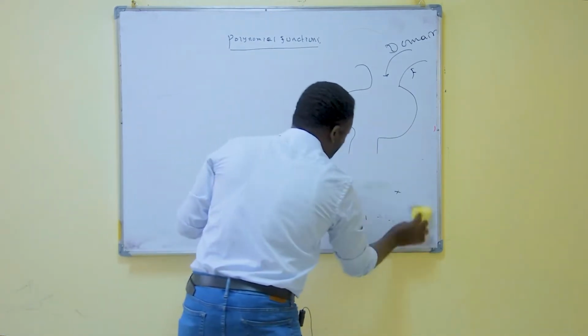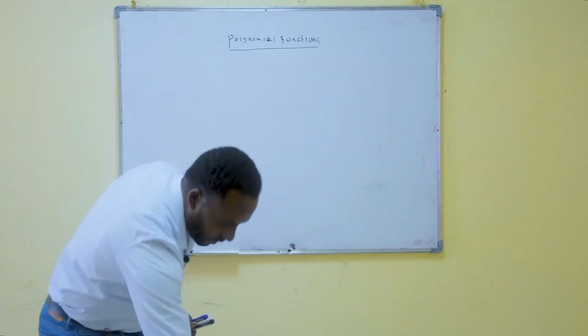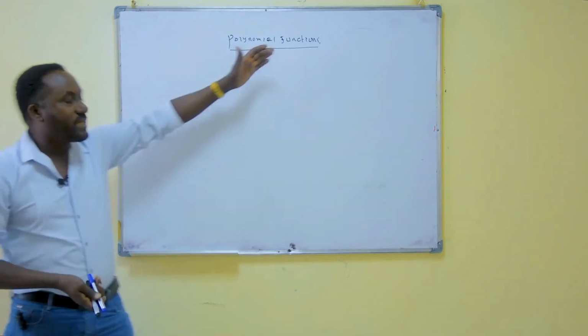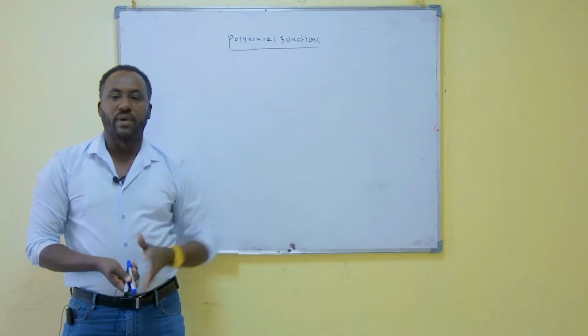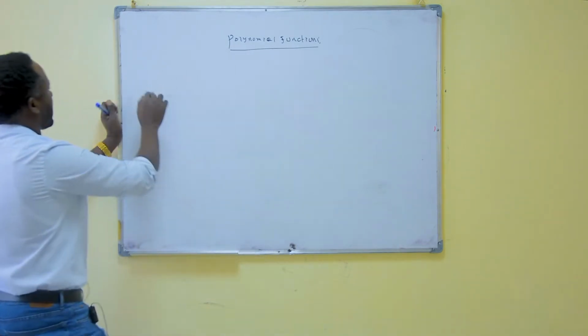So in order to define what a polynomial function means, to define a polynomial, we first need to understand the basic functions. So what are the basic functions in general?